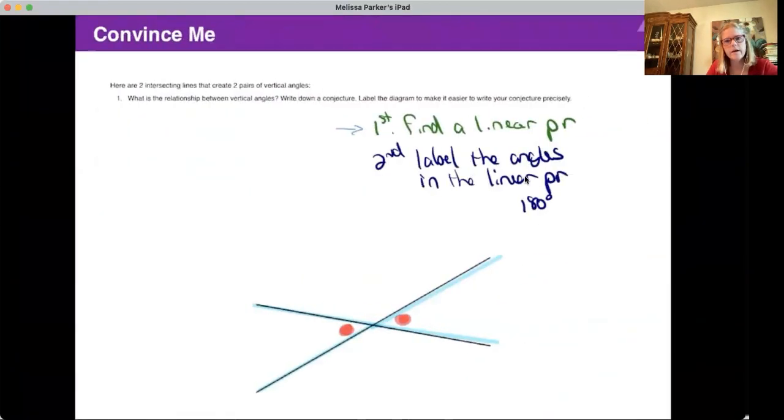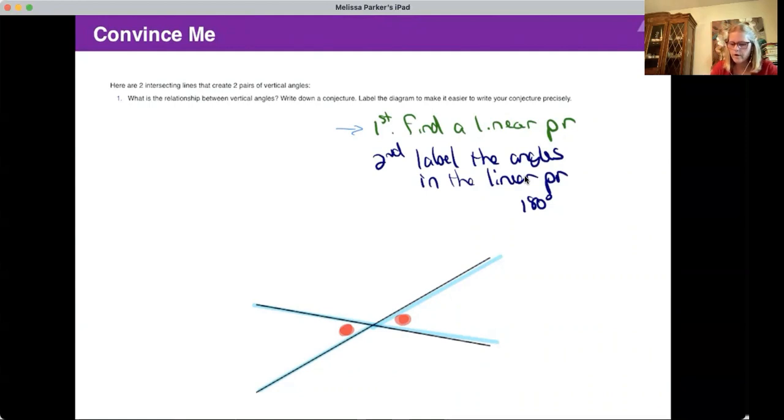Next is the independent activity. This would give me a quick check on where they are and if they have mastered what we're talking about in the relationship and if they can put together how vertical angles are related. So this states that here are 2 intersecting lines that create 2 pairs of vertical angles. What is the relationship between vertical angles? Write down a conjecture, label the diagram, and make it easier to write your conjecture.